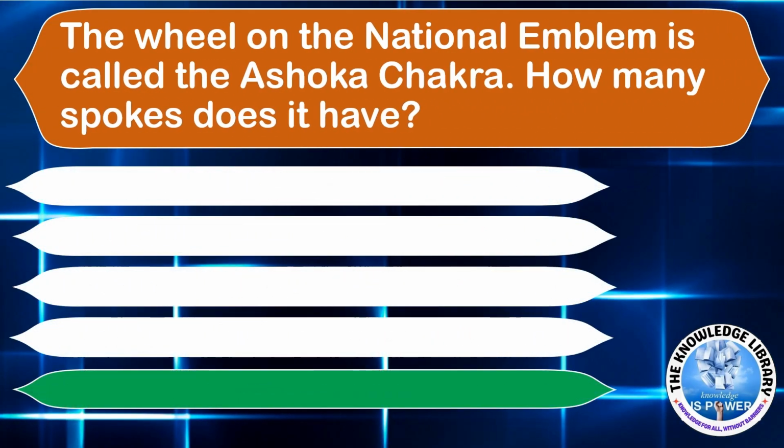The wheel on the national emblem is called the Ashoka Chakra. How many spokes does it have? Option A, 12. Option B, 24. Option C, 32. Option D, 8. The correct answer is option B, 24. Move to the next question.